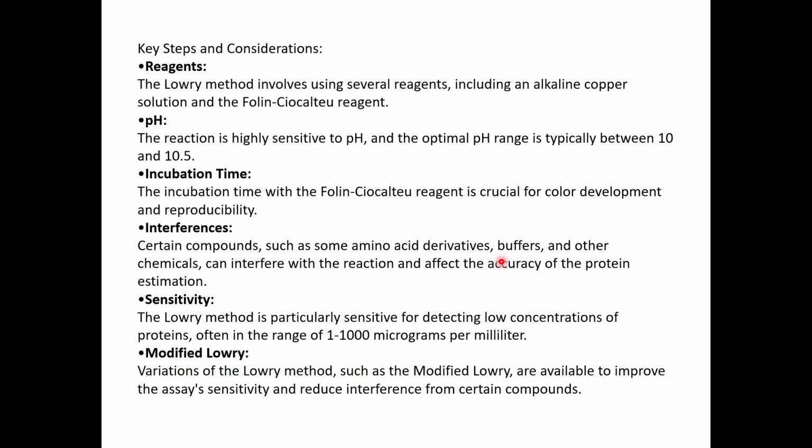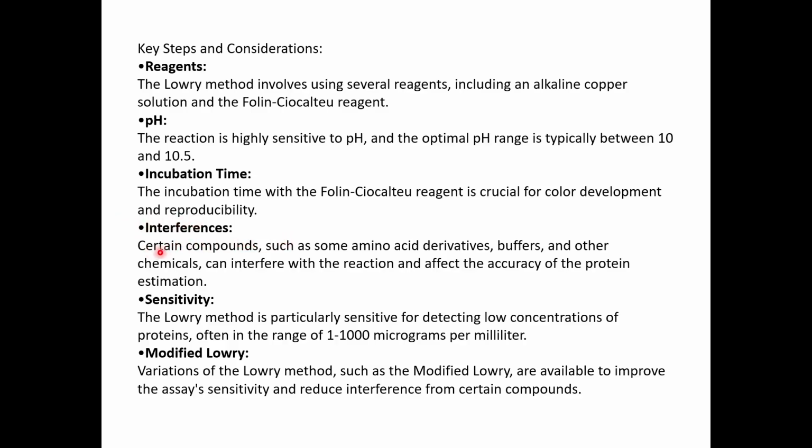The key steps in consideration are, first, the reagents. The Lowry method involves several reagents including alkaline copper solution and Folin-Ciocalteu reagent. Then pH: the reaction is highly sensitive to pH, and the optimal pH range is typically between 10 and 10.5. Since we need an alkaline environment, we definitely need a pH of 10 to 10.5. Then the incubation time with Folin-Ciocalteu reagent is crucial for color development and reproducibility.